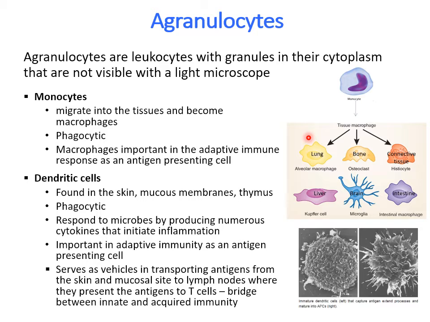After a macrophage engulfs bacterial cells and destroys them, the macrophage will put the degraded protein on its cell membrane and become an antigen-presenting cell to activate the adaptive immune response. Dendritic cells are found in skin, mucous membranes, and thymus. They are phagocytic and able to present digested antigen on the cell surface to become an antigen-presenting cell. They are mainly found in the tissues. Once activated, the dendritic cells will make their way to the lymph nodes to activate B and T lymphocytes.